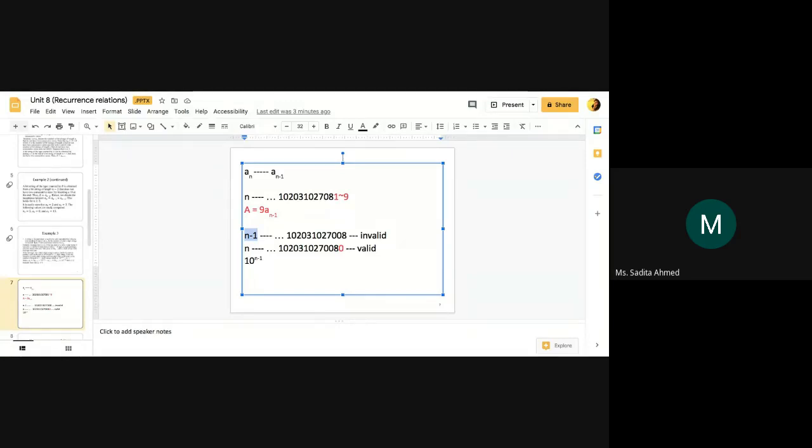Think about the first position. For the first position, how many options do you have to fill up the first position? This string is made up of decimal digits, right? So for the first position, how many options do you have?